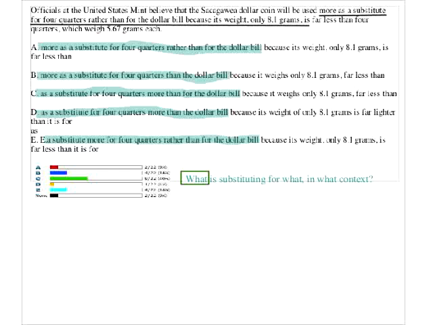4 quarters, more than the SAC dollar is substituting for the dollar bill. That's what this is supposed to mean. Because you can figure that out from context, because it's substituting for 4 quarters because it's lighter than 4 quarters. It's heavier than a dollar bill, so it's not going to substitute for the dollar bill. Smiley face if this makes sense.